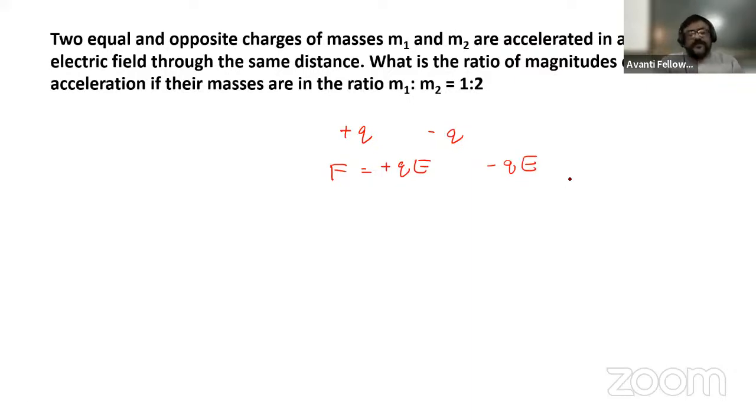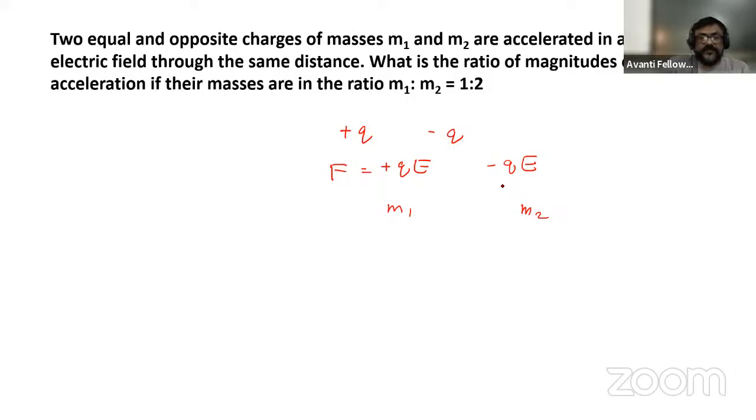So let us try. What will be the answer? This is positive QE and this is negative QE. Now, they have masses. The first one has a mass of M1 and the second one has a mass of M2. And you are asked to find the ratio of the magnitudes of their accelerations. So let us find the acceleration.